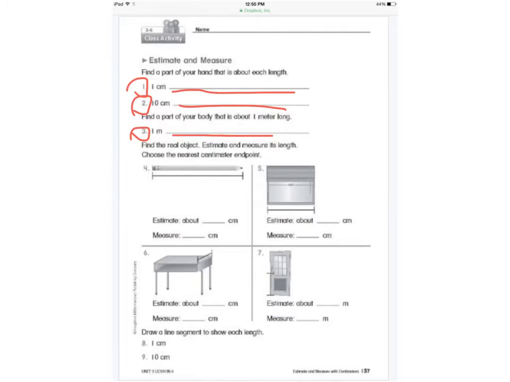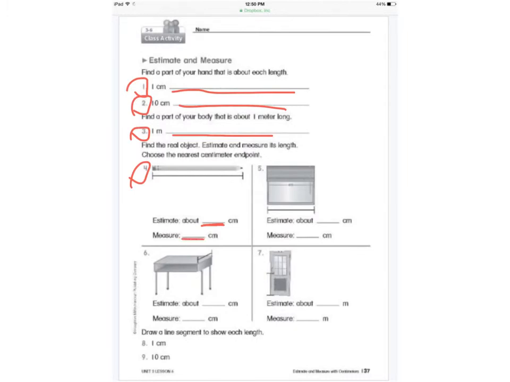Then in the number 4, 5, 6, and 7, they're going to say, we need to find this real object in the classroom, and we want to try and find the real object and estimate how long it's going to be in centimeters. Remember, estimate means to take your best guess first. So look at number 4. You're going to find a pencil in the classroom, and you're going to estimate about how many centimeters that pencil is going to be, how long it is. And you're going to put your best guess there.